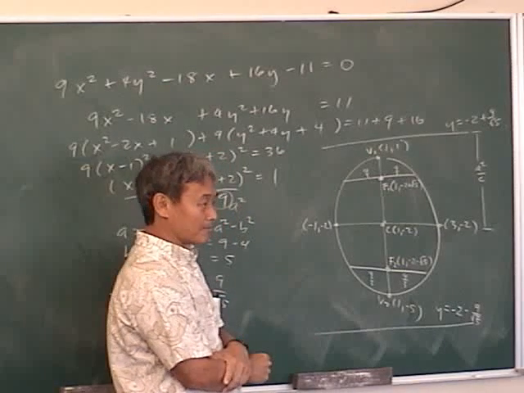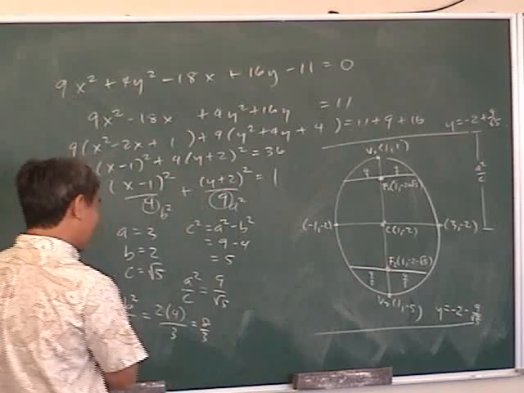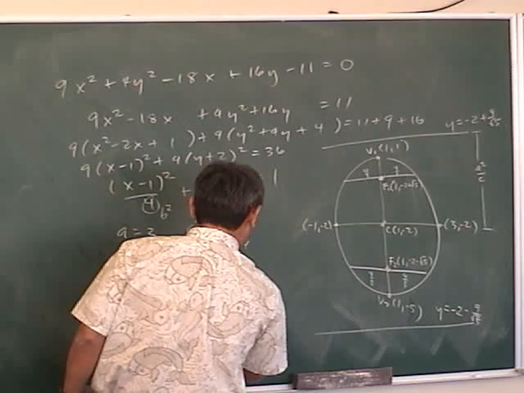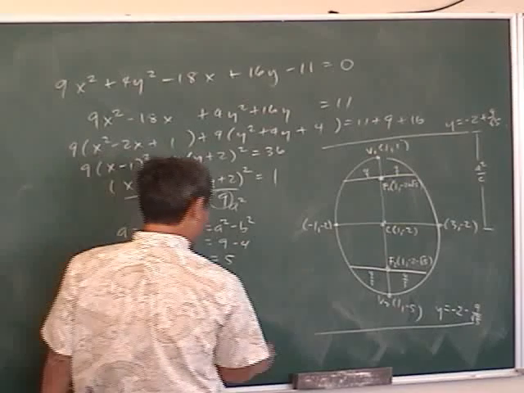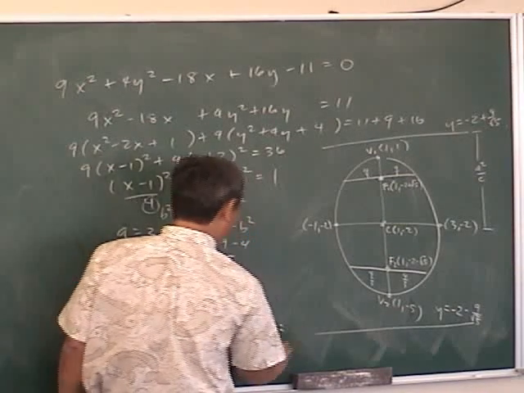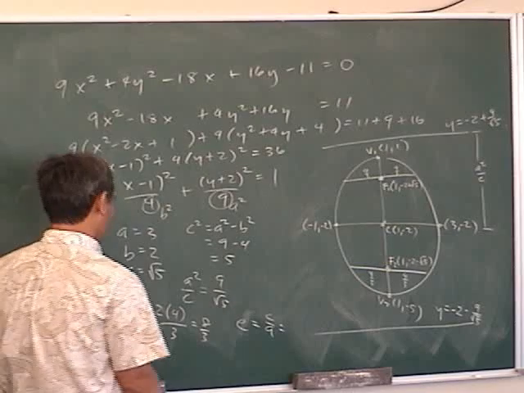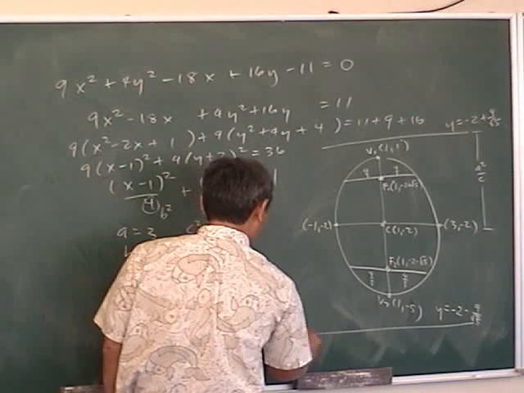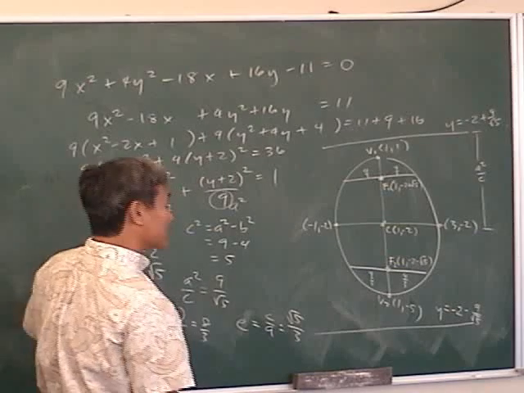Just to save time. Okay, now there's one other thing in an ellipse. It's called the eccentricity. Basically, the eccentricity tells you the shape of the ellipse. Well, as it turns out, the eccentricity is simply equal to c over a. And what is c over a in this problem? Root 5 over 3.